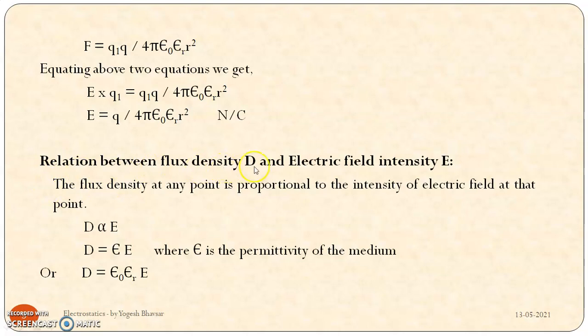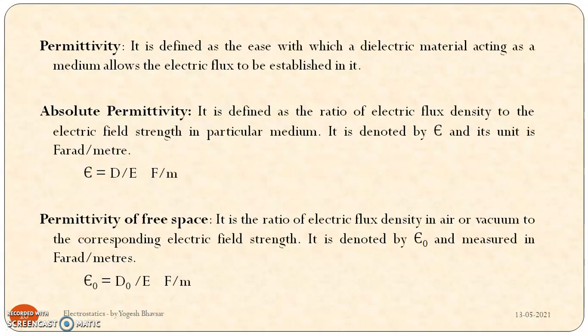Now the relation between the flux density and electric field intensity E. The flux density at any point is proportional to the intensity of electric field at that point. Therefore, D is proportional to E. Flux density is proportional to field intensity. If you want to neglect the proportionality sign, then we have to put in the constant, which is the permittivity of the medium. So D is equal to epsilon E, or D is equal to epsilon 0 epsilon R into E, because epsilon is equal to epsilon 0 epsilon R. So this is the relation between flux density and field intensity.